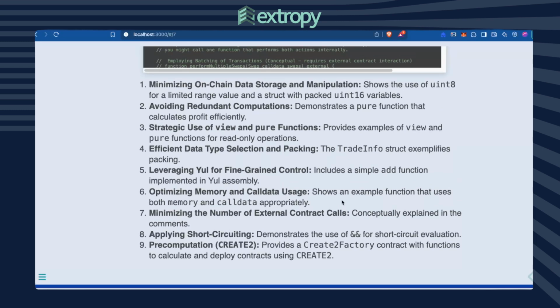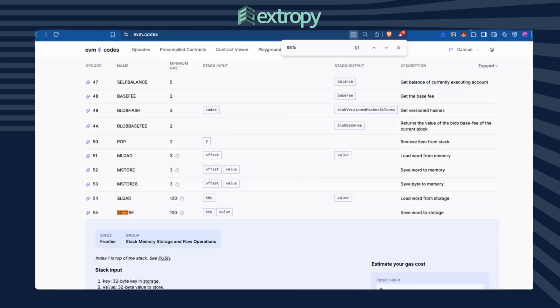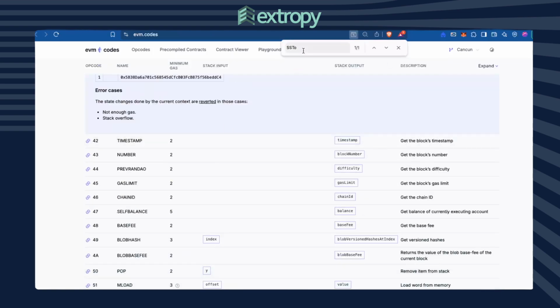Minimize the number of external contract calls. It has a cost to do that. We saw, wherever it was, we had the call, didn't we? Let's go back to that.